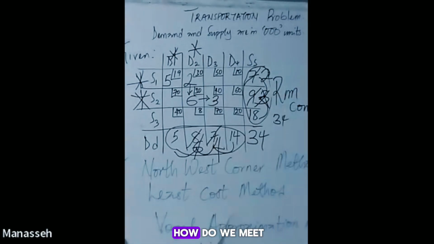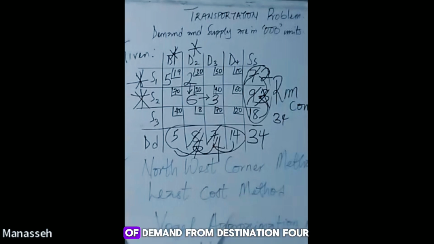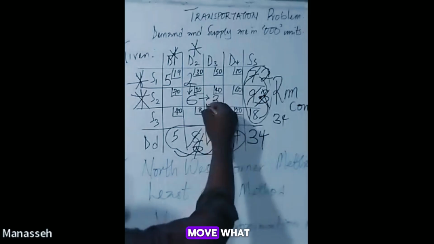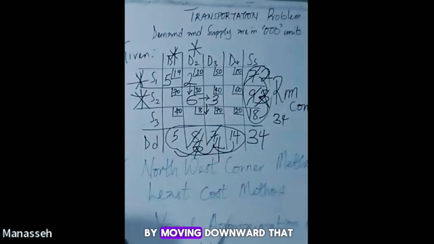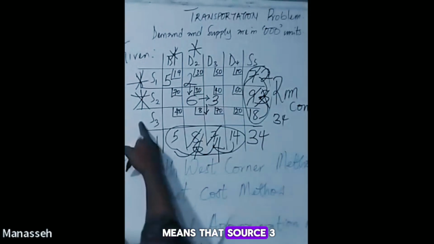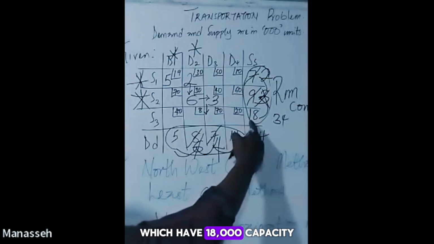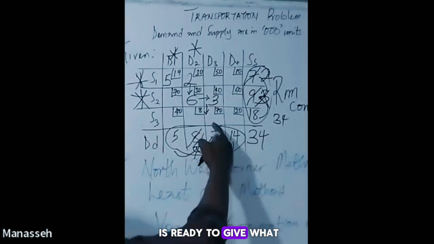So the question is, how do we meet up with the remaining 4,000 units of demand from destination 3? We now move downward. And by moving downward, that means that source 3, which has 18,000 capacity, is ready to give what?